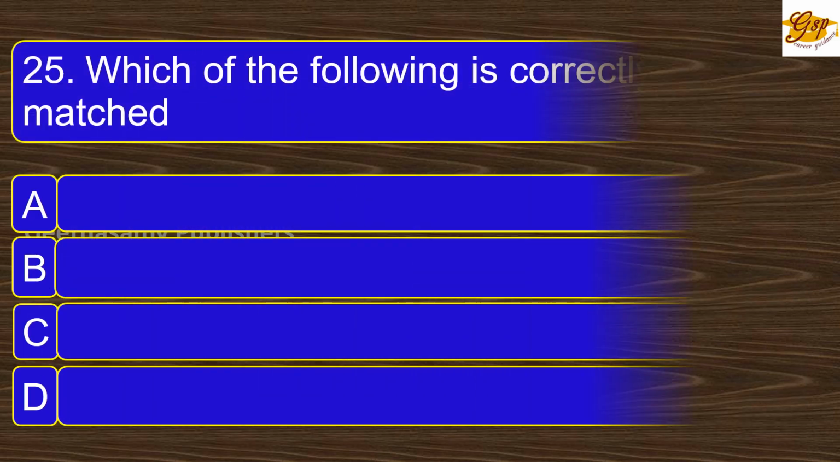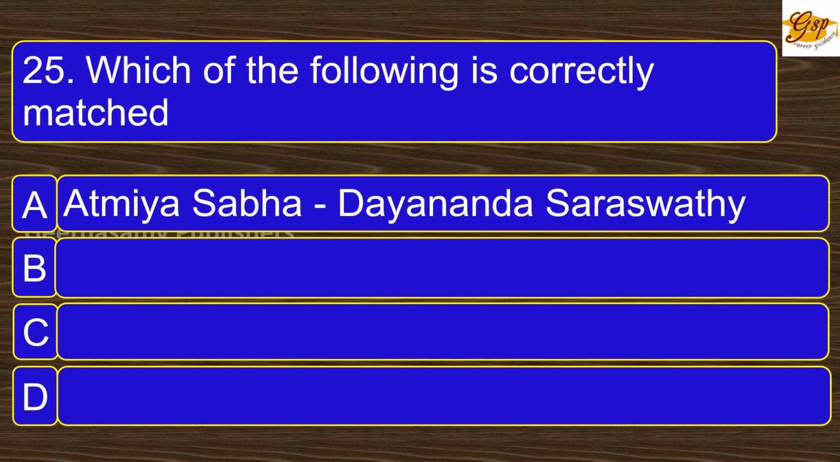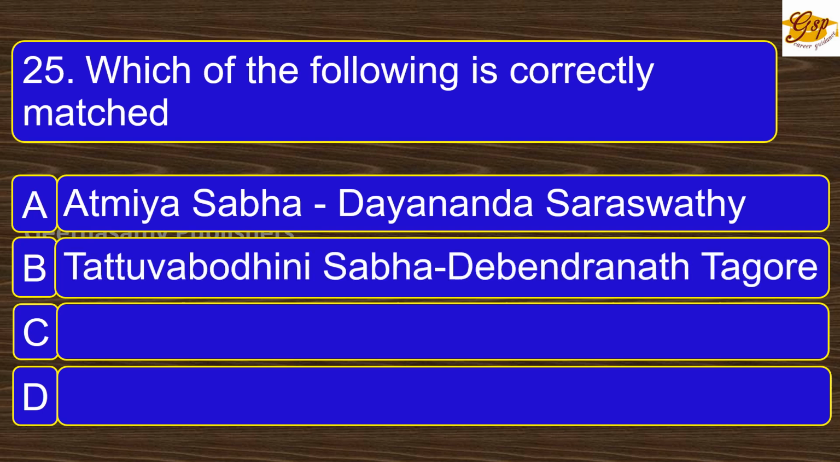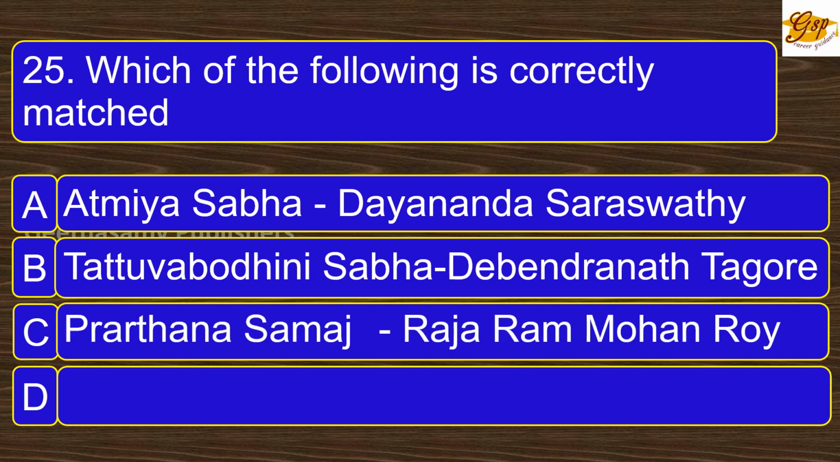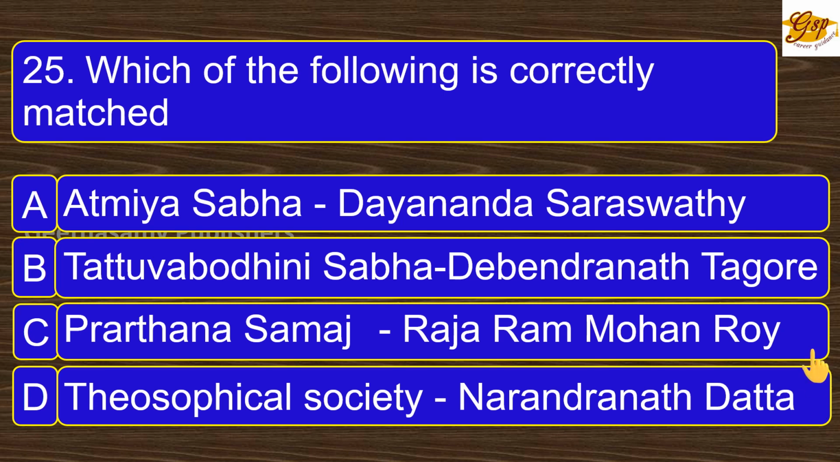25th question. Which of the following is correctly matched? A. Atmiya Sabha, Dayanand Saraswati. B. Tattvabodhini Sabha, Debendranath Tagore. C. Prarthana Samaj, Raja Ram Mohan Roy. D. Theosophical Society, Narendra Datta. The correct answer is B. Tattvabodhini Sabha, Debendranath Tagore.